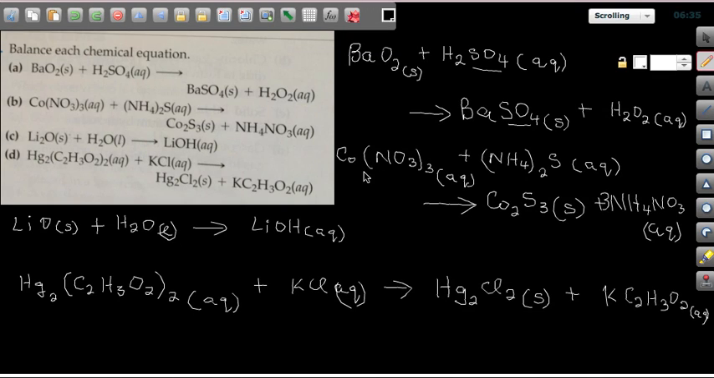This whole equation reads cobalt nitrate aqueous, meaning cobalt nitrate is soluble, ammonium sulfide aqueous. Ammonium sulfide is soluble in water. It produces a precipitate, cobalt sulfide, and ammonium nitrate, which is aqueous, so it's soluble in water. So let's go ahead and balance the nitrate, which makes ammonium 3. And ammonium is 2 here, so we already know it's not going to work out. So we will have to work on this.